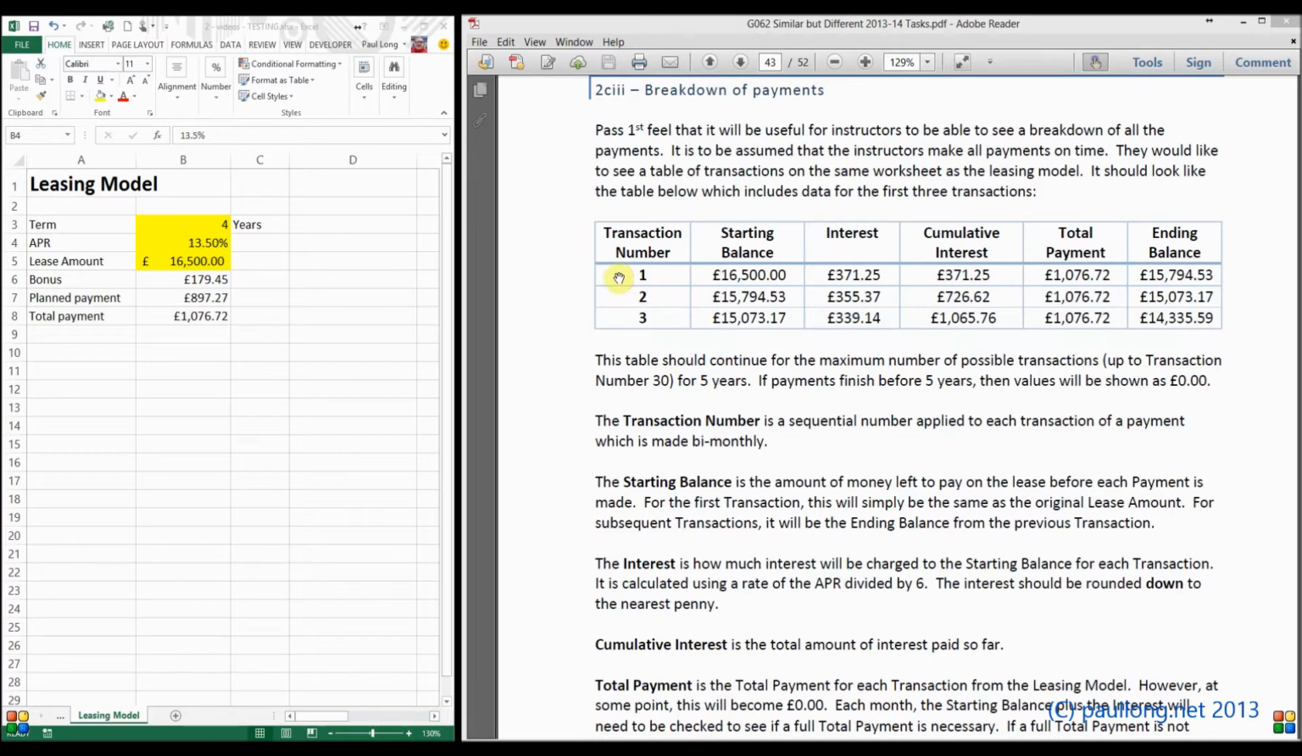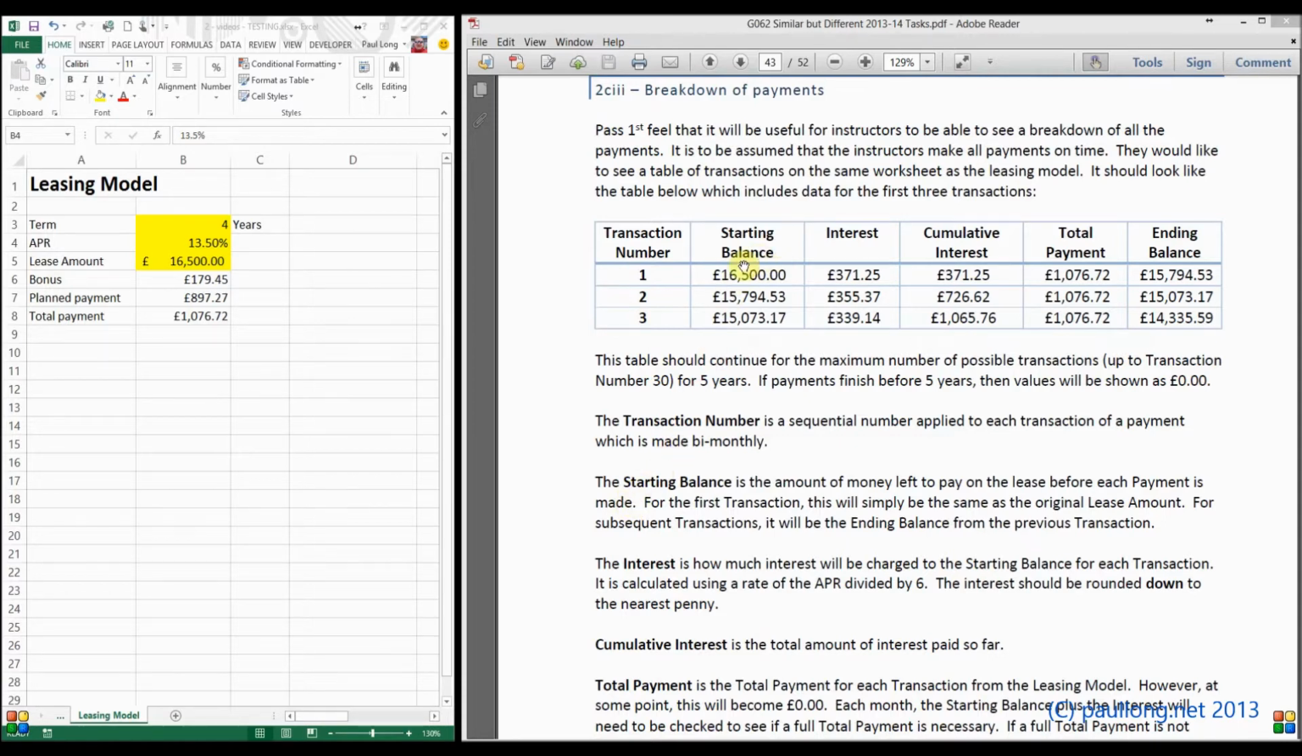These payments are made every 2 months, bi-monthly. So we'll have transactions 1, 2, 3 and it tells us it will go on to transaction 30. That's because we can have a maximum of 5 years on a lease, 6 payments a year, 5 times 6 is 30. So these transactions will go all the way down to 30.